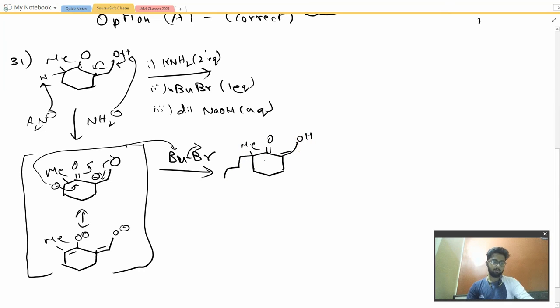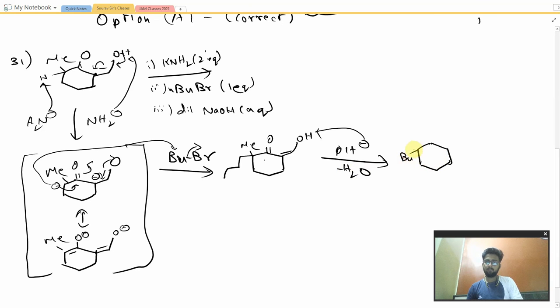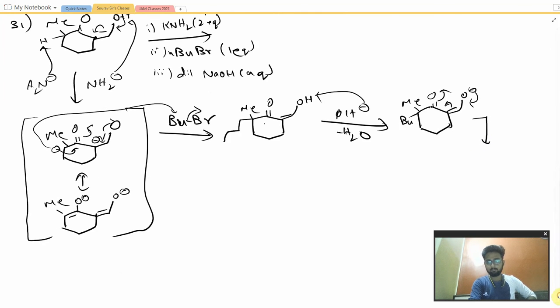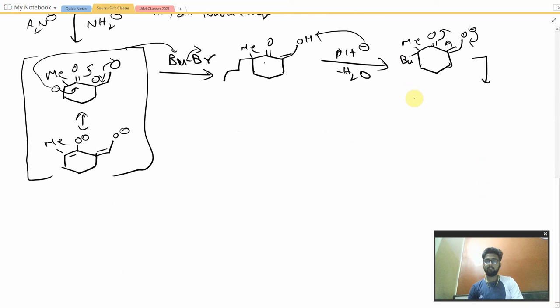Okay, how this removal would take place, let me show you the mechanism. It is kind of a tricky mechanism. So again we have aqueous medium, aqueous NaOH. What would happen is this H2O would be released. So let us write Bu, and here Me, and here double bond, and here double bond O minus. What would happen is this minus charge would fall over here, this would go over here, and this would go over here, forming this species.